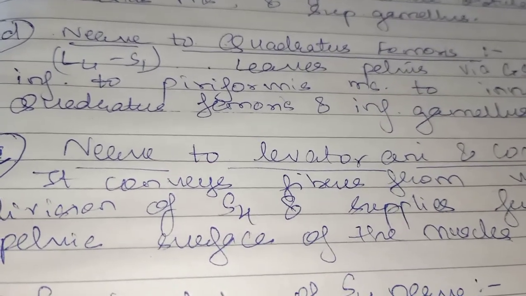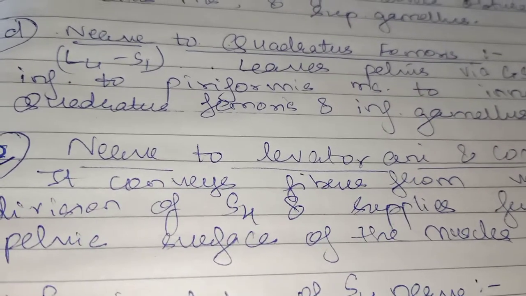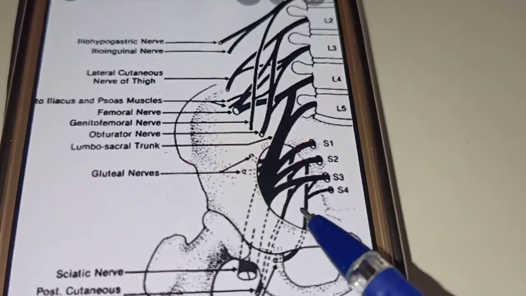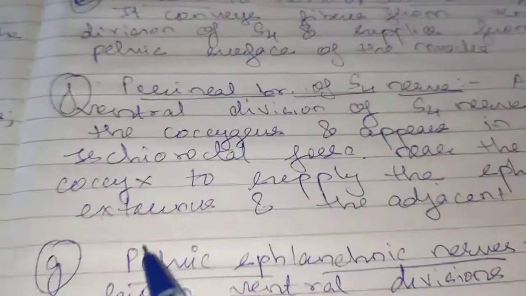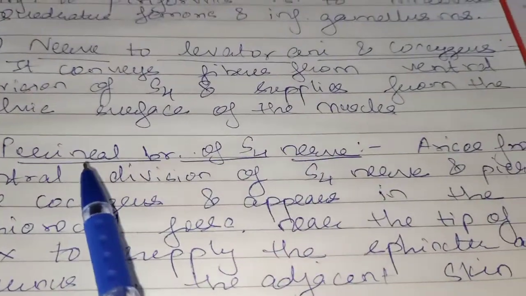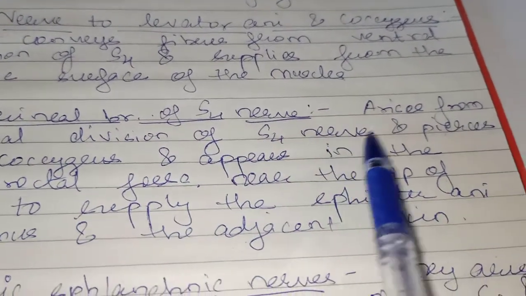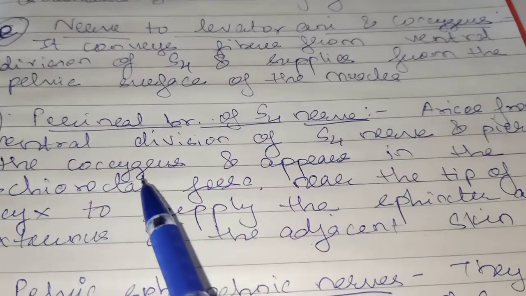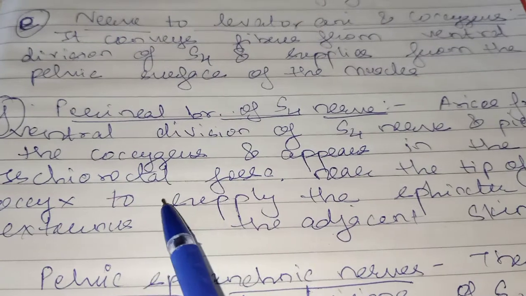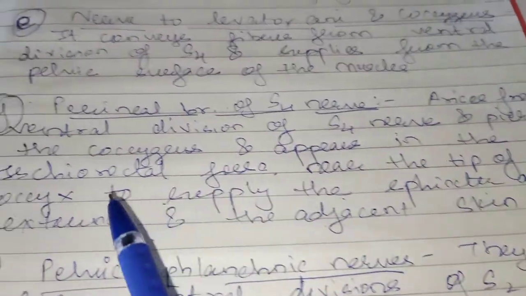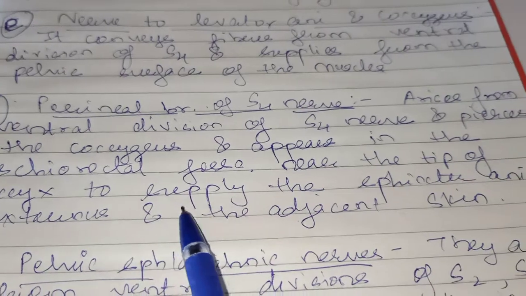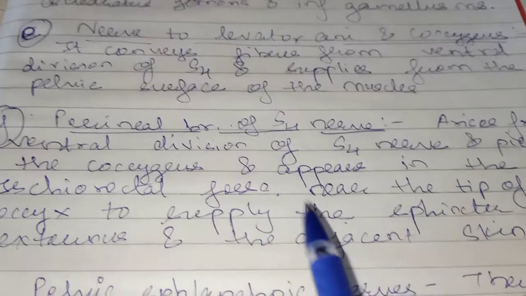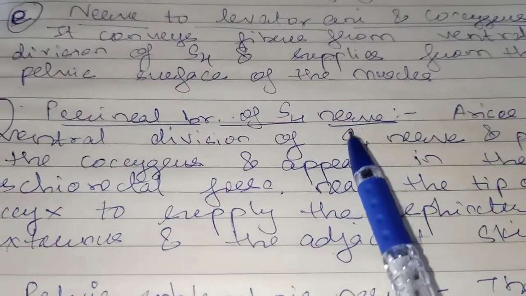Okay, so the ventral division of S4 is supplying the nerve to levator ani and the nerve to coccygeus from S4. Next, a small branch, the perineal branch of S4 nerve. This arises from the ventral division of S4 nerve and pierces the coccygeus and appears in the ischiorectal fossa near the tip of the coccyx to supply the sphincter ani externus, the external anal sphincter, and the adjacent skin.